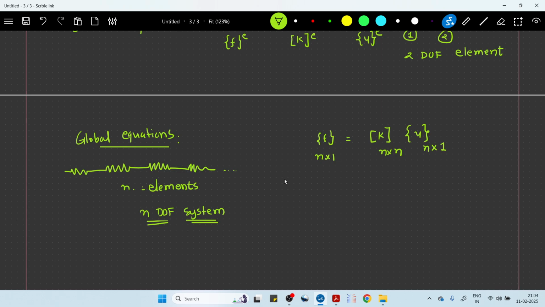Sorry, there is a small correction here. If I discretize it into n minus 1 number of elements, then I will have n number of nodes, right? For each node, 1 degree of freedom. So the system will be n degree of freedom for n minus 1 elements. That means n degree of freedom is nothing but n number of nodes. So n by 1, n by n, n by 1.